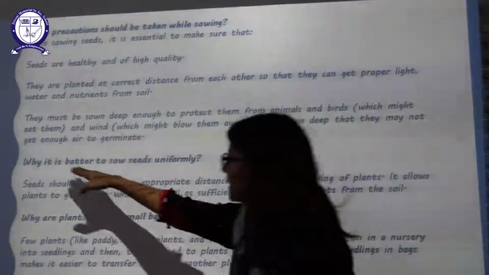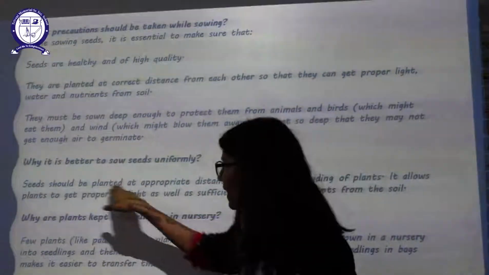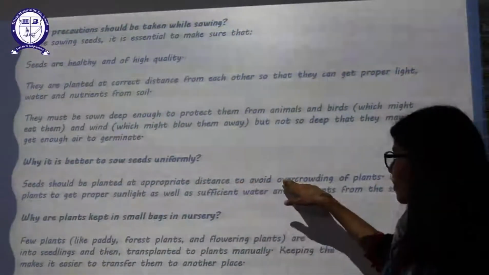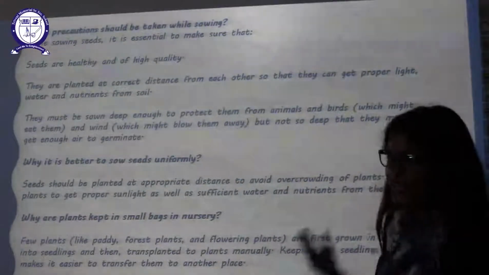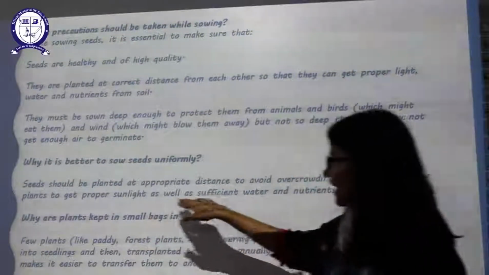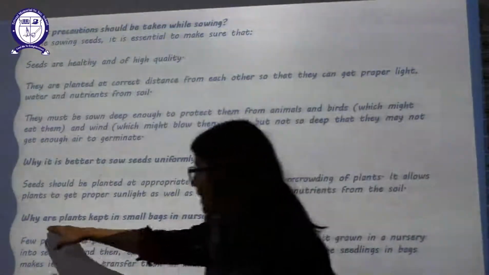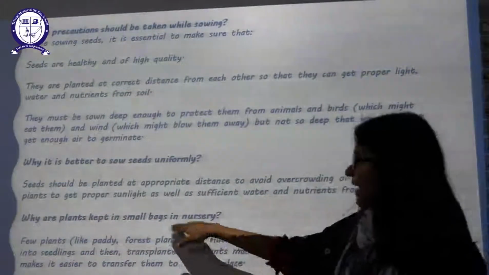Okay. Why is it better to sow seed uniformly? Seed should be planted at an appropriate distance to avoid overcrowding of the plants. As we have discussed already, it allows the plant to get proper sunlight as well as sufficient water and nutrients from the soil.